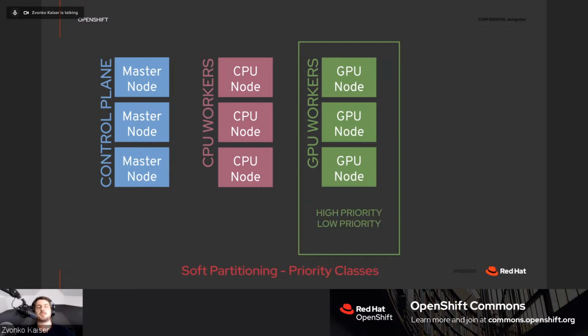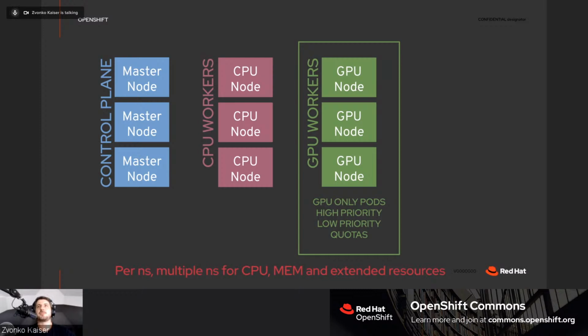The other way is to do soft partitioning, so to allow CPU and GPU nodes on the GPU nodes, but have priorities. So any GPU workload or pod that comes in with a high priority or low priority will be first to run on the GPU rather than CPU node. We can also, of course, combine those hard and soft partitioning, so that we are only running GPU nodes, but now we have also high priority and low priority running on those GPU nodes.